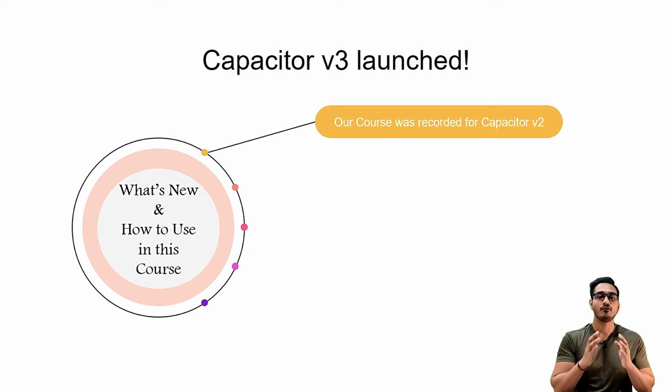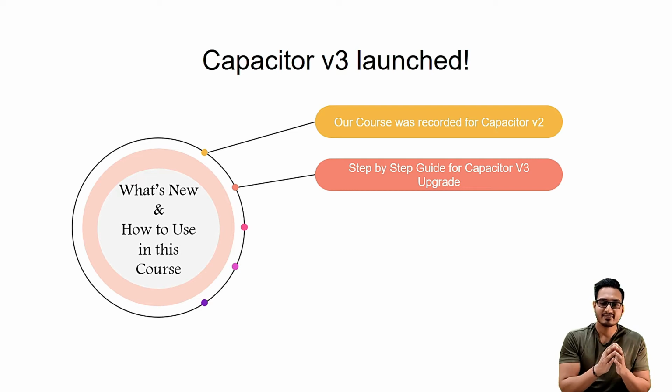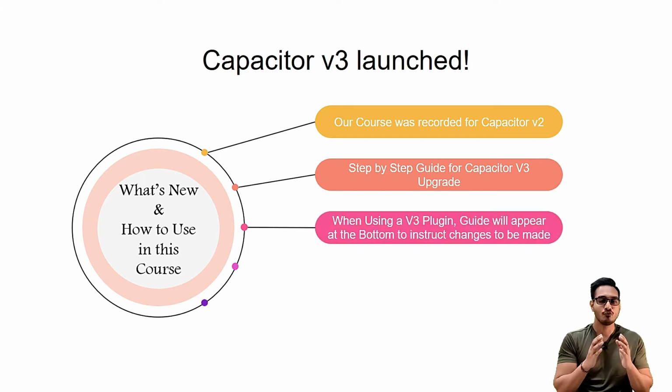Now at first I want to tell you that our course was recorded for Capacitor version 2 basically. But a few months back when Capacitor version 3 was launched, I made a few changes and introduced a lot of things regarding that. So I have given a step-by-step guide for upgrading to Capacitor version 3, which you will get when you are using a plugin. Whenever you are using a plugin, a guide will appear automatically at the bottom of the screen and you will understand what changes you need to make to upgrade to Capacitor version 3.